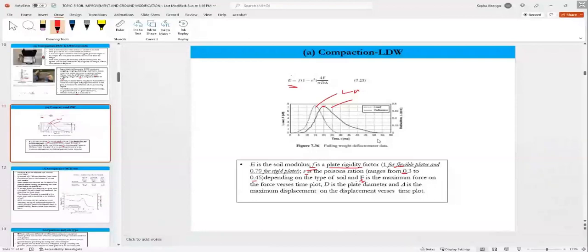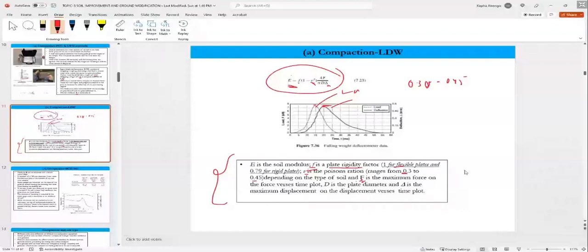Now, the Young's modulus of the soil will be calculated from this formula. F is a function of the plate rigidity. This constant is the Poisson ratio, which you take between 0.3 and 0.45. F is the maximum force on the plate, D is the diameter of the plate, and alpha is the maximum deflection. So that will help you determine the what? The elastic modulus of the soil.